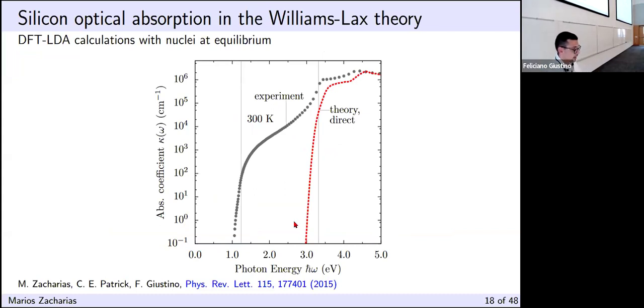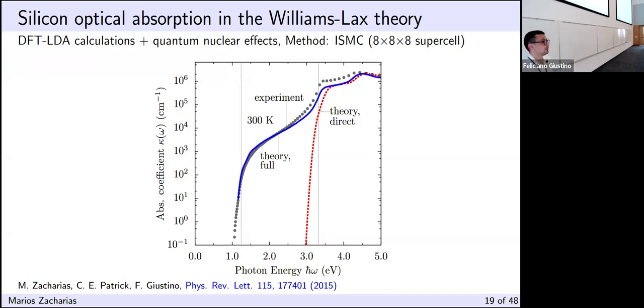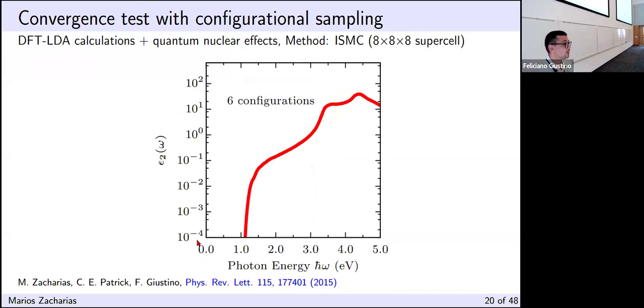And here we see that without introducing any displacements, we capture the direct part of the spectrum of silicon. We see that below the direct gap, we have essentially no transitions, while the experiment absorbs down to 1 electron volt. If we account for electron-phonon coupling using the Williams-Lax theory, we can capture indirect transitions correctly and capture the correct absorption onset. Now I comment on the configuration sampling, which is actually the key for today's lecture.